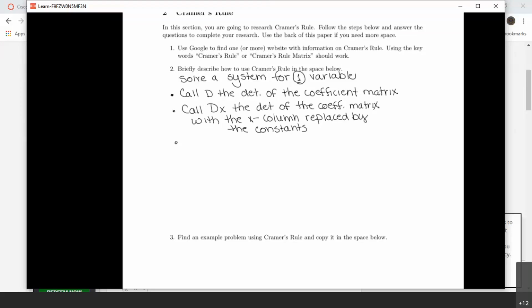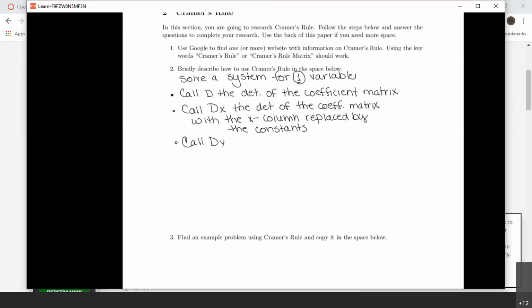Okay, let's call D sub y. So let's say we have a 3 by 3 coefficient matrix, and I'm going to call my variables x, y, and z. You could call them x1, x2, x3. You could call them, you know, Tom, Dick, and Harry. It doesn't matter what you call them, as long as you're consistent.